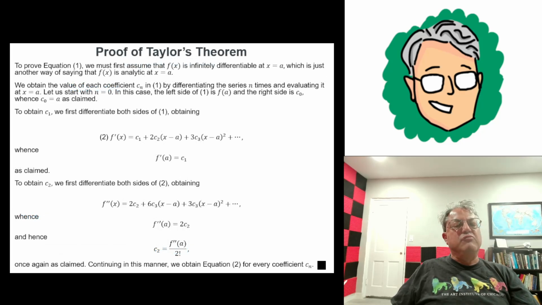This is kind of an outline of a proof. I mean, you'd have to fill in some of the details to make this a rigorous proof, but let's first evaluate c0. Well, that's pretty easy.